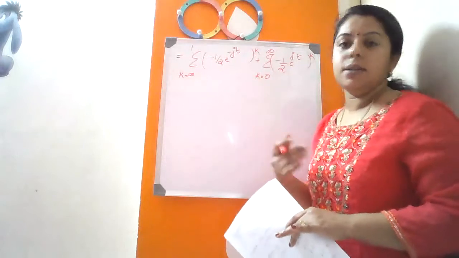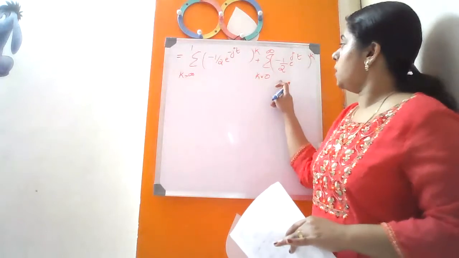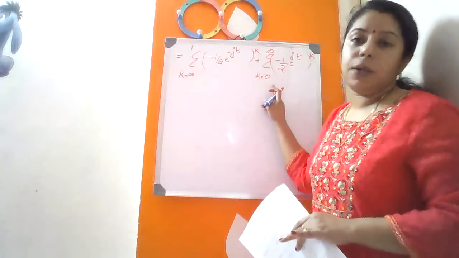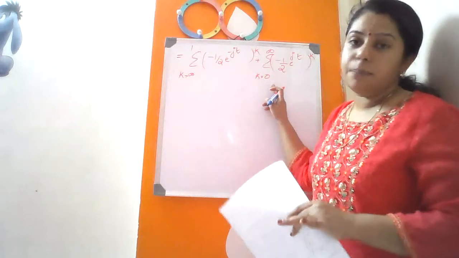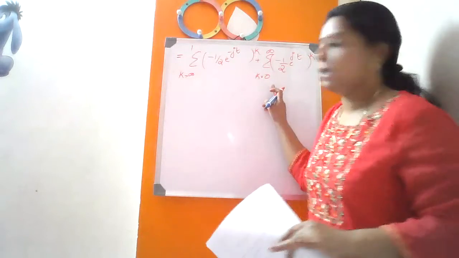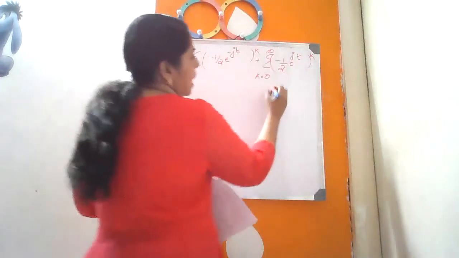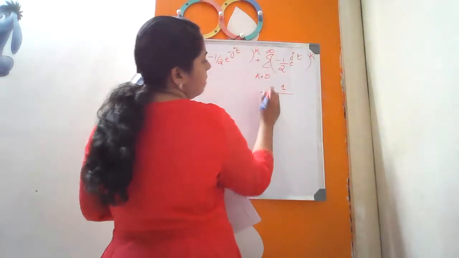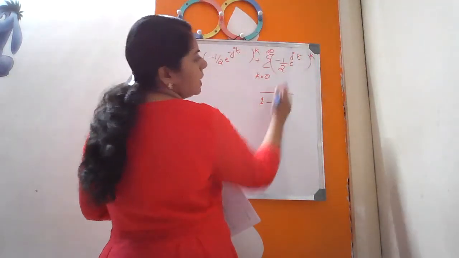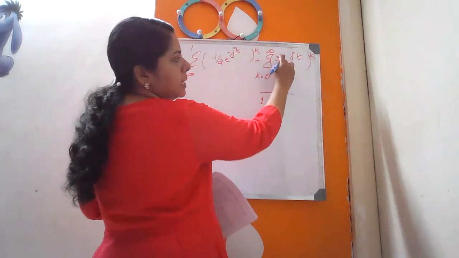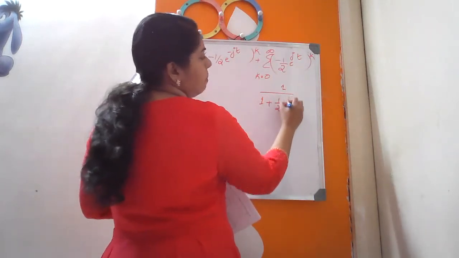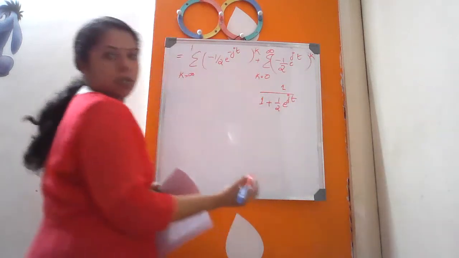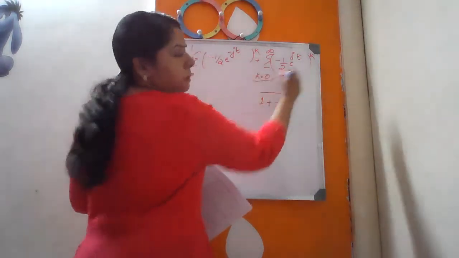Now easily we can simplify this. This equation is in the form of summation k from 0 to infinity, n from 0 to infinity, alpha power n, that is 1 by 1 minus alpha. So I can write it as 1 divided by 1 minus alpha, where alpha is minus, so this will become plus 1 by 2 e power jt. Okay, so this is for this part.